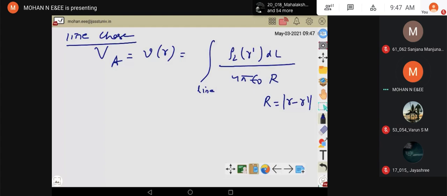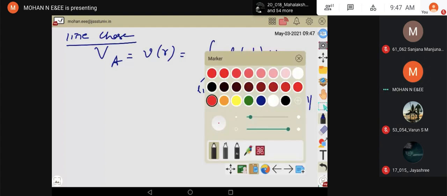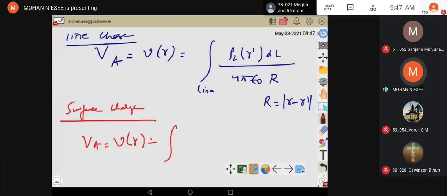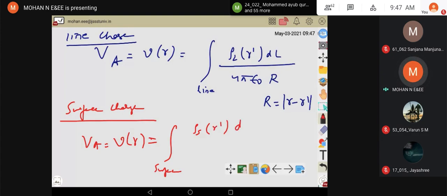Now for a surface charge, it is again V of R, surface integral rho s of R dash, that is ds, divided by 4 pi epsilon naught R. So this is for a surface charge.